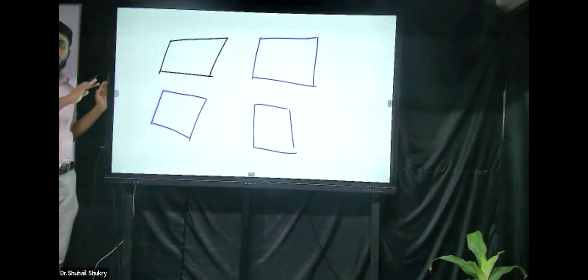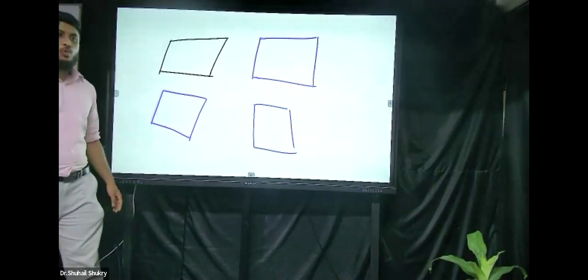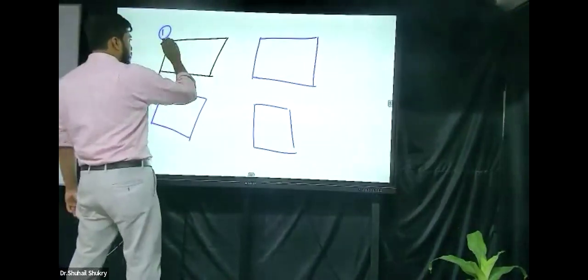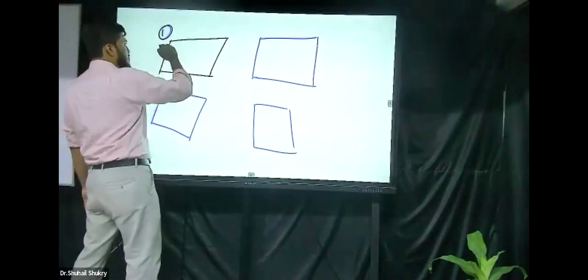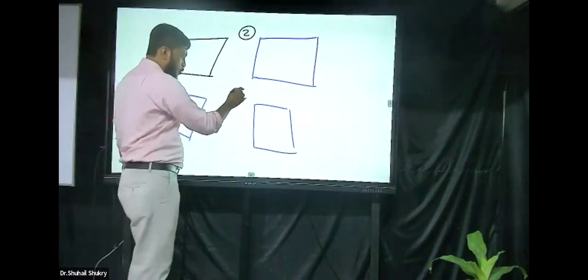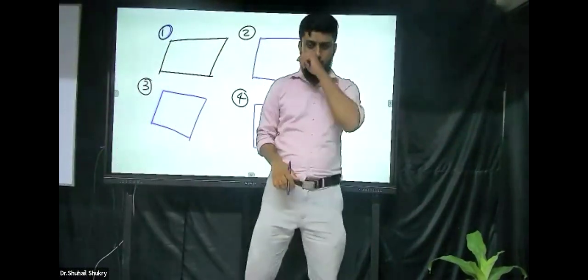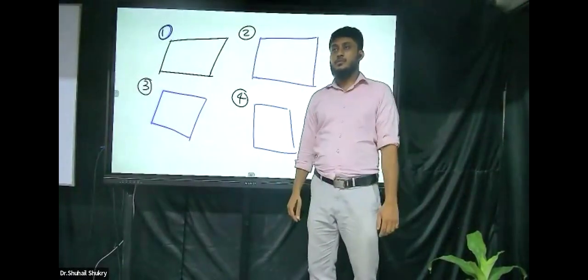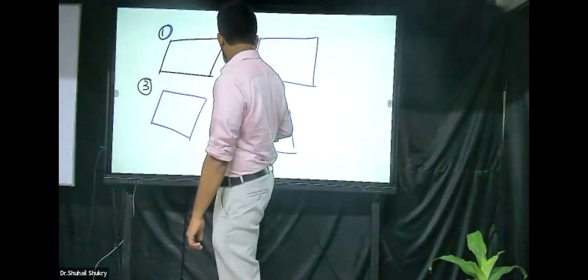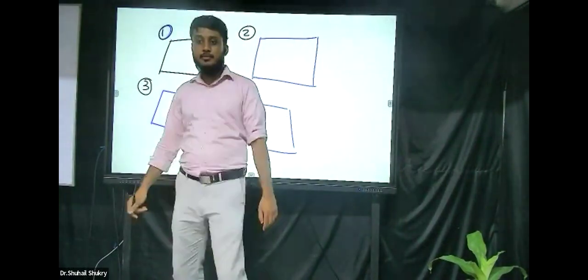Apart from these, now I'm going to speak about special characteristics. The first one: you should know whose diagonals are equal in length. Out of these four shapes, I'll number them 1, 2, 3, 4. Whose diagonals are equal in length? Square and rectangle.